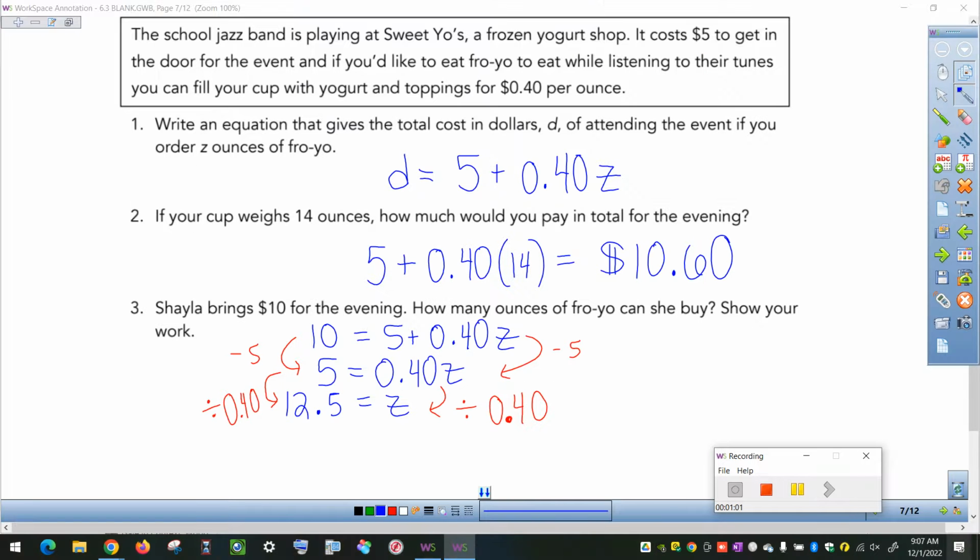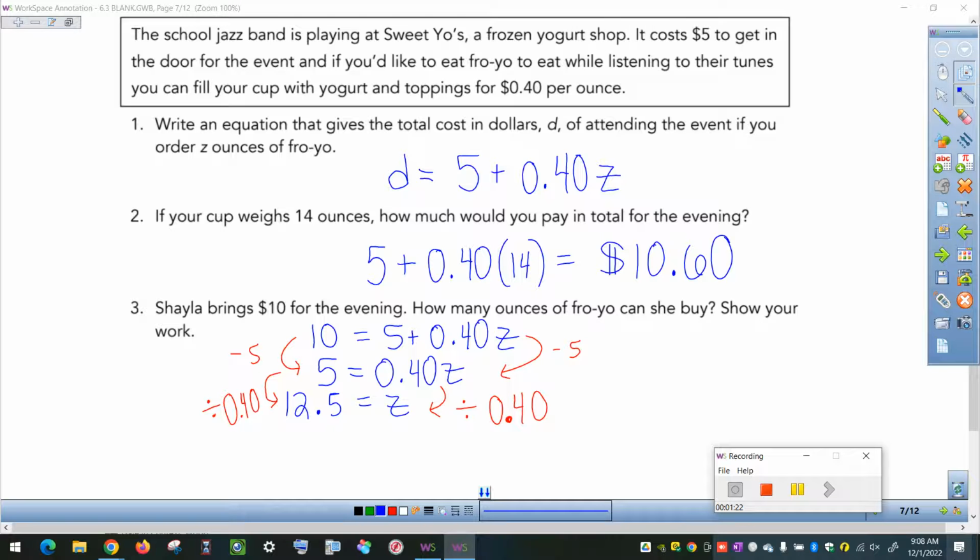All right, so let's take a look here at number 1. Here we wanted to write an equation that will give us the total cost in dollars. Today we're having Z represent the number of ounces of frozen yogurt ordered. The total cost is going to be that $5 to get in the door. We only have to pay that once.